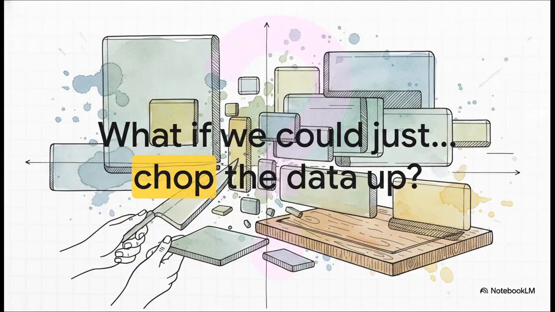Well, here is the beautifully simple idea at the very heart of a decision tree. Instead of trying to find some super complex single formula that fits that entire cloud of data, the model asks a much simpler question. What if we just chopped it up? What if we just sliced it into smaller, easier to manage boxes?